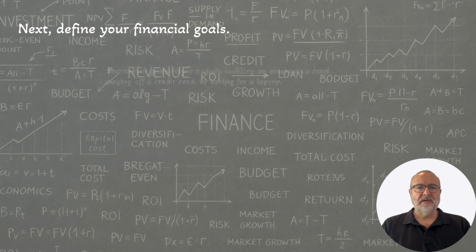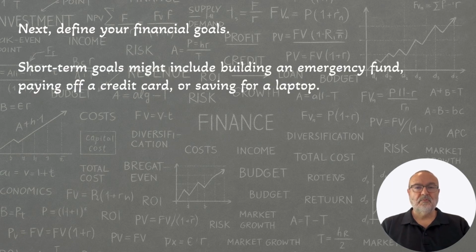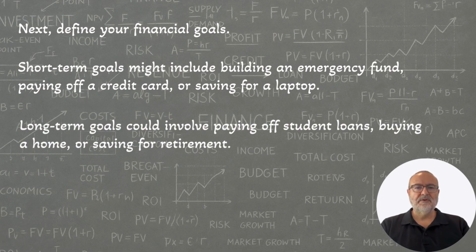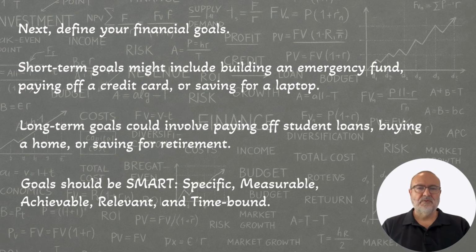Next, define your financial goals. Short-term goals might include building an emergency fund, paying off a credit card, or saving for a laptop. Long-term goals could involve paying off student loans, buying a home, or saving for retirement. Goals should be SMART: specific, measurable, achievable, relevant, and time-bound.